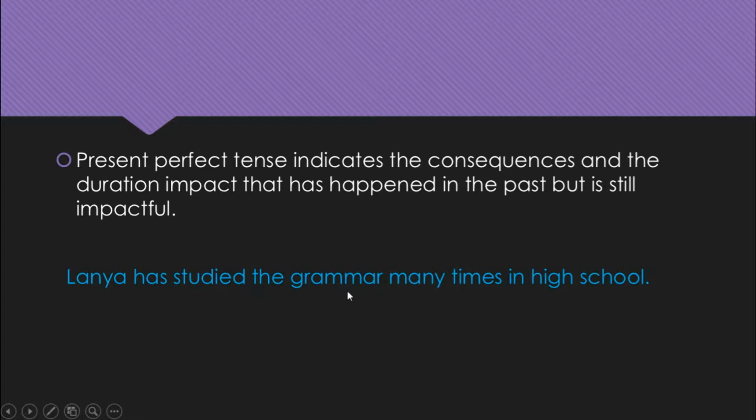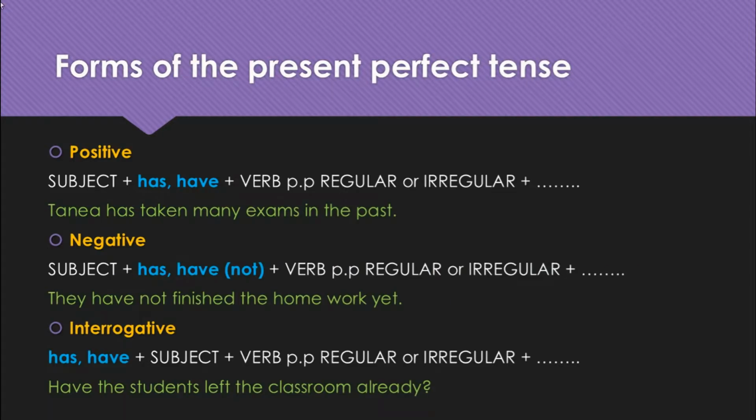Look at this example. Lania has studied the grammar many times in high school, right? So she may have studied it in grade 10, grade 11, grade 12, right? But now she may be in university. So this thing is from the past, a couple of events from the past, but she still knows the grammar, right? So the impact of it is still there. It is still impactful. She has knowledge of the grammar, right?